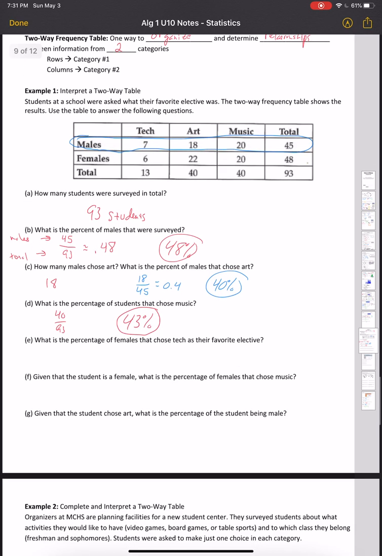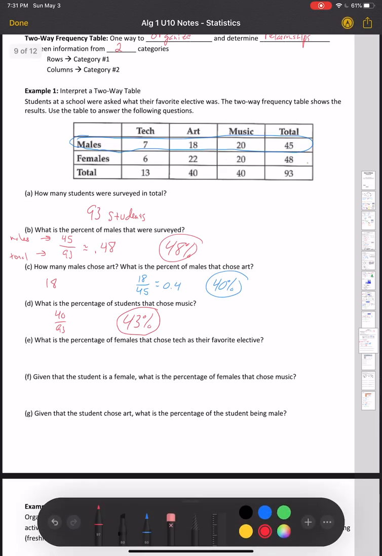Next question is saying, what is the percentage of females? So females, I'm strictly looking at the female row. So my total is going to be out of 48. They chose tech. So the number of females that chose tech as their favorite elective be 6 out of 48, which after rounding represents 13%.